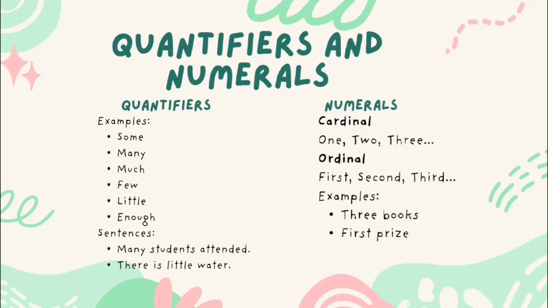Quantifiers tell us about the amount or quantity of something. Some common quantifiers are many, much, some, few, little, several, and enough. For example, many students and there is little sugar. Numerals show exact numbers or orders. Cardinal numbers tell us how many, such as 1, 5, or 20. Ordinal numbers tell us the position or order, such as first, second, and third. Examples include 3 books and first prize.